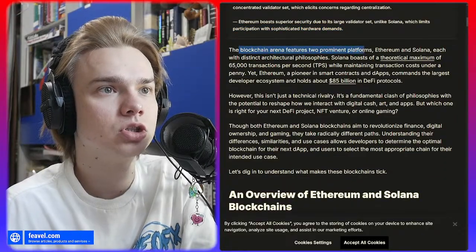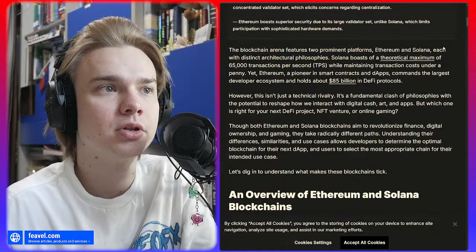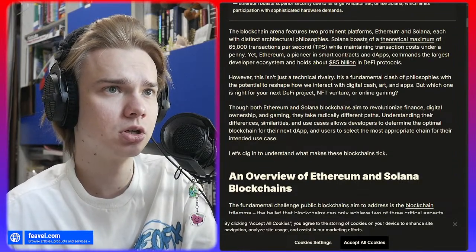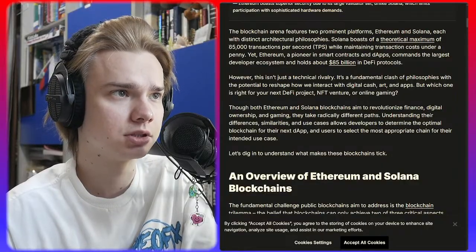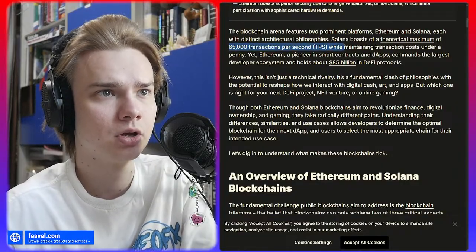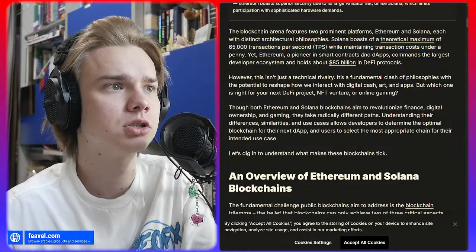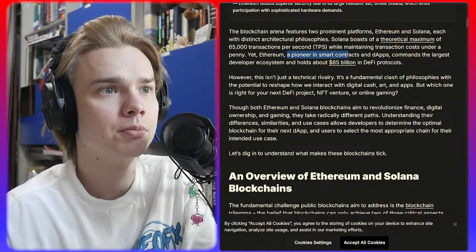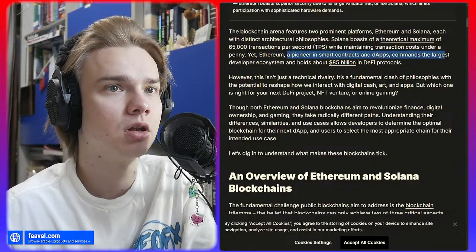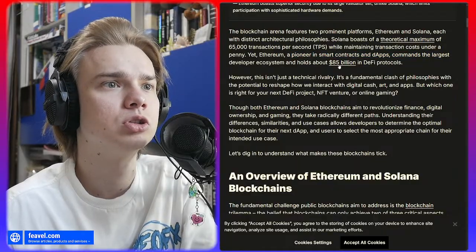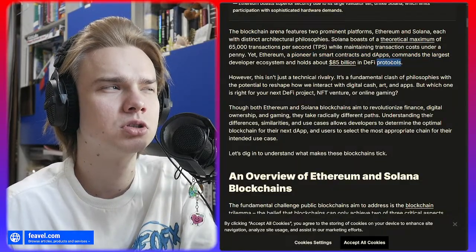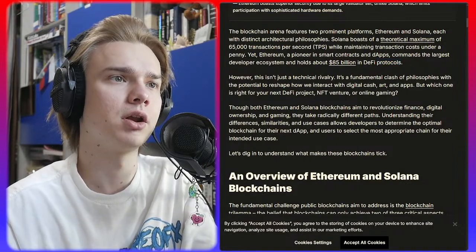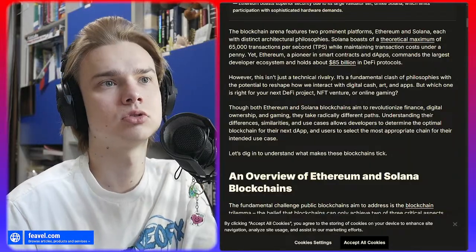The blockchain arena features 2 prominent platforms, Ethereum and Solana, each with distinct architecture philosophies. Solana boasts of a theoretical maximum of 65,000 transactions per second, while maintaining transaction costs under a penny. Wow, this is impressive. Yet Ethereum, a pioneer in smart contracts and dApps, commands the largest developer ecosystem and holds about 85 billion in DeFi protocols. Okay, so one makes a greater in volume while the other makes a greater in transaction costs.